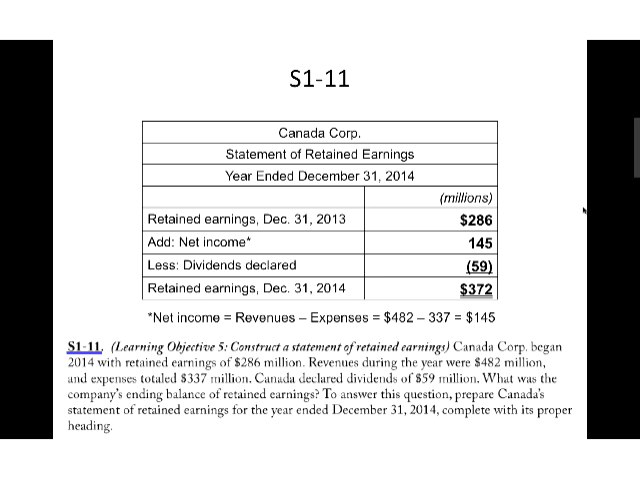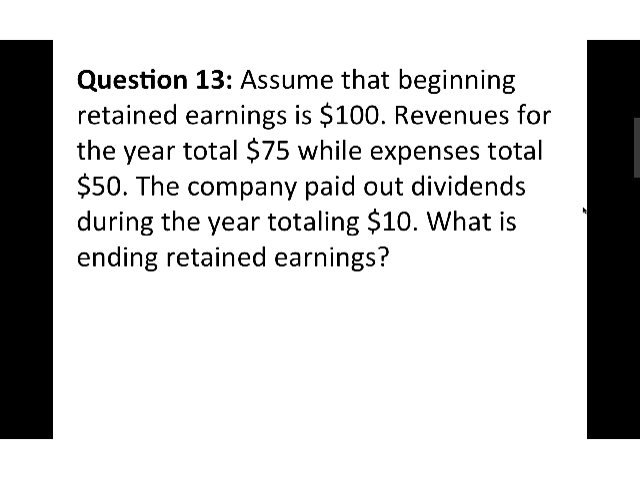Now we have a question pushing out on Learning Catalytics. Again, it should look familiar, but it's a different question at the end. Assume that beginning retained earnings is $100. Revenues for the year total 75, while expenses total 50. The company paid out dividends during the year totaling $10. What's ending retained earnings?